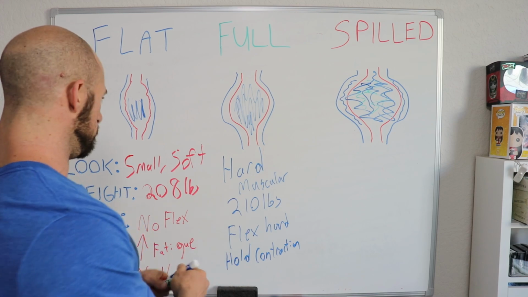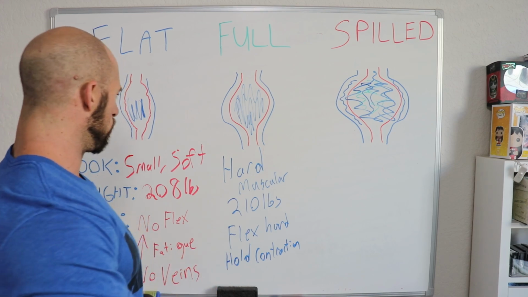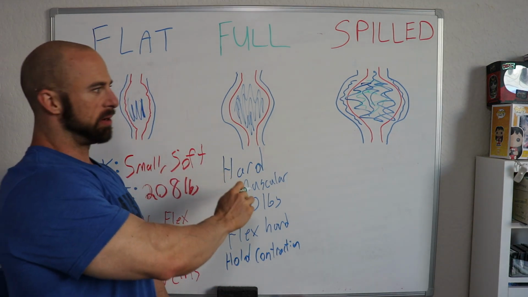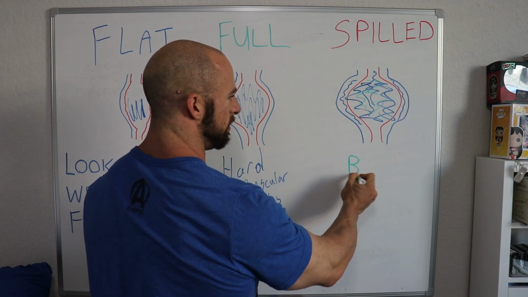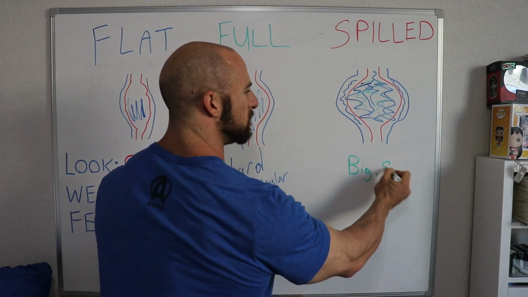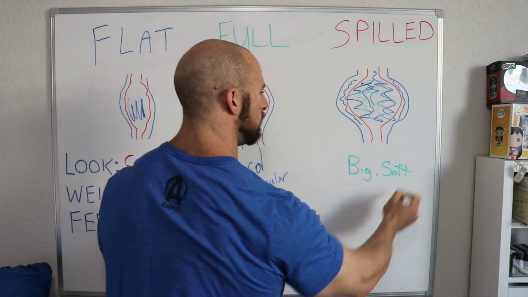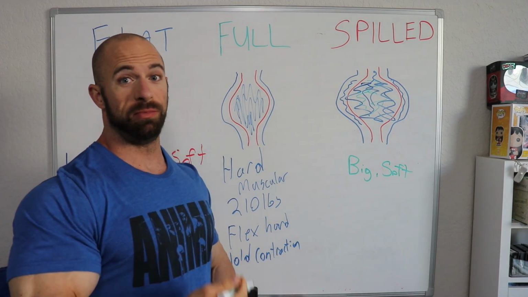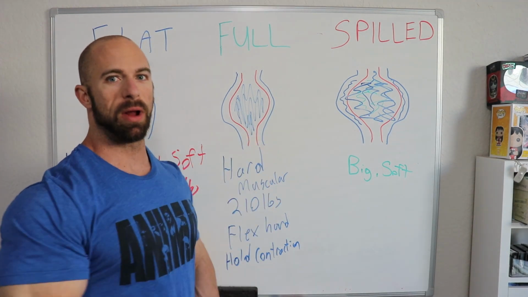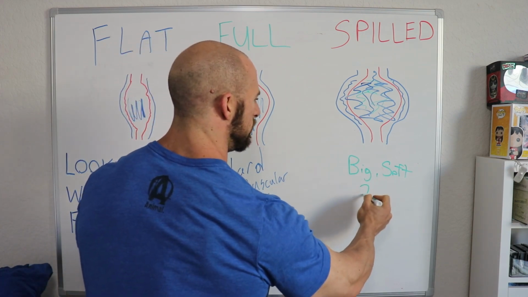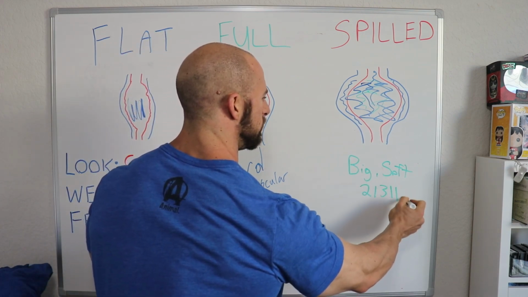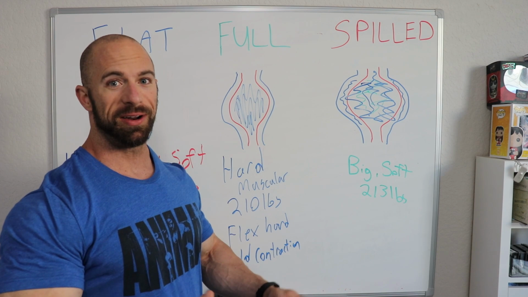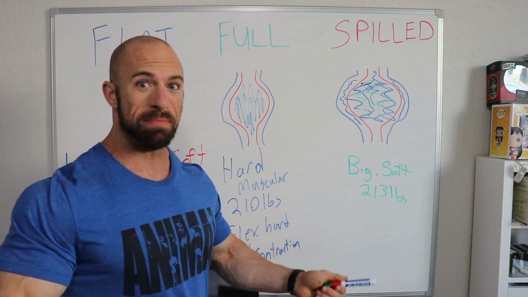So how does this look? Let me use my green. So the look, here's small and soft. Here's hard and muscular. This is going to look big, but it might look a little soft. Now what might happen to body weight? Well, your glycogen's probably supercompensating. Body weight went up even higher. So this might be 213 pounds. Or hell, you know, if you ate a bunch of pizza after the show and then you had a bunch of water, maybe you gained 15 pounds after the show.